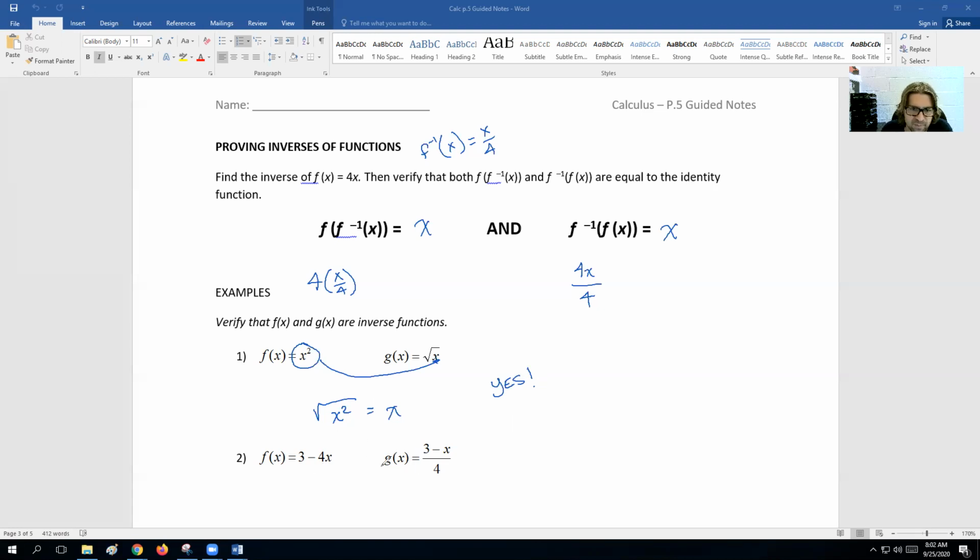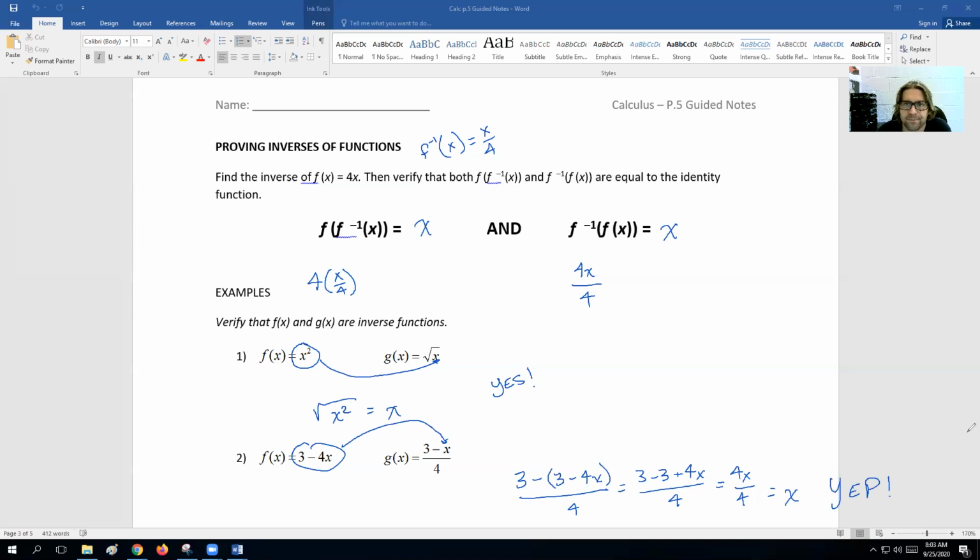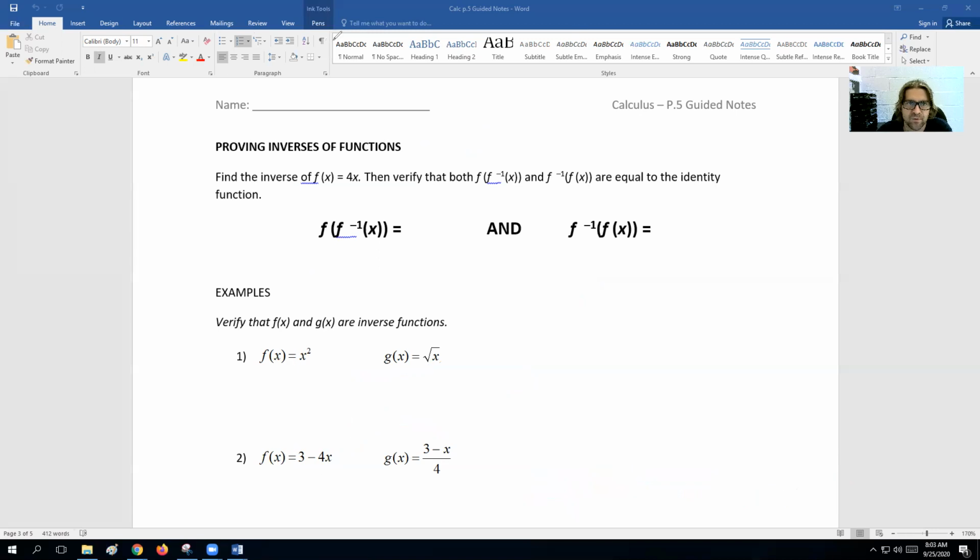All right, which one would be easier to plug into? Would it be easier to plug the 3 minus 4x into this, or take the fraction, plug it into here? I think it'd be easier to plug this right into there. So I'd have 3 minus, not x, but 3 minus 4x all over 4. So distribute the minus here. I got 3 minus 3 plus 4x over 4. The 3's cancel out. I get 4x over 4, which is just x. So yep, that is also an inverse. All right, let's clear this out, see a couple more to do.